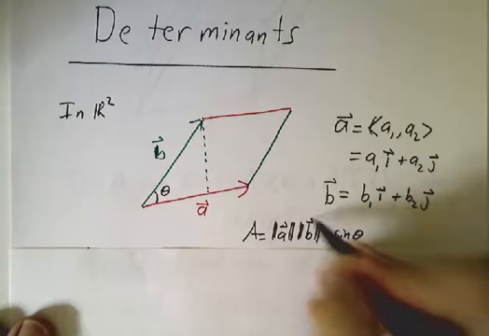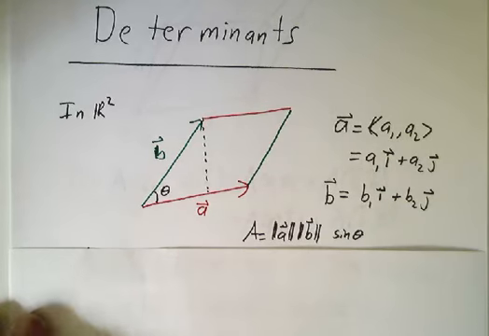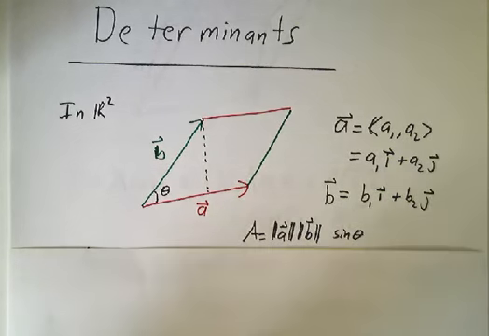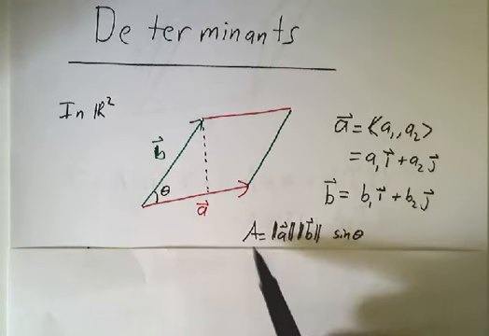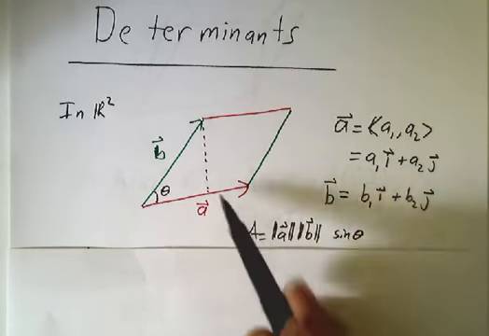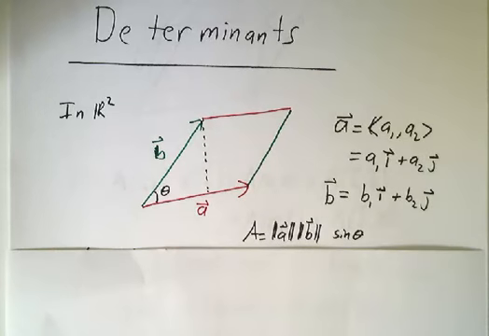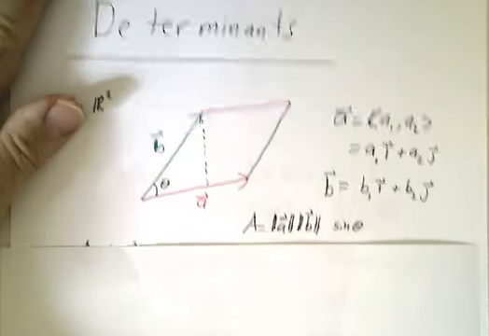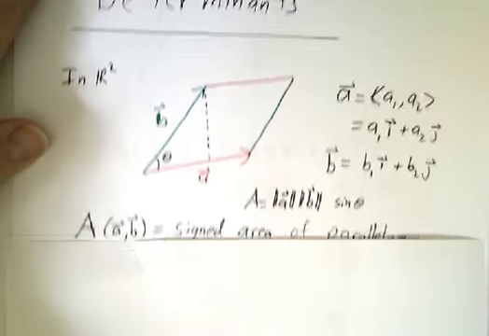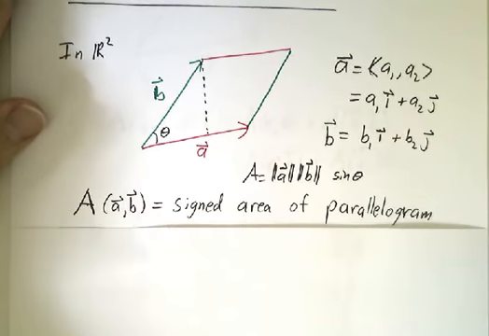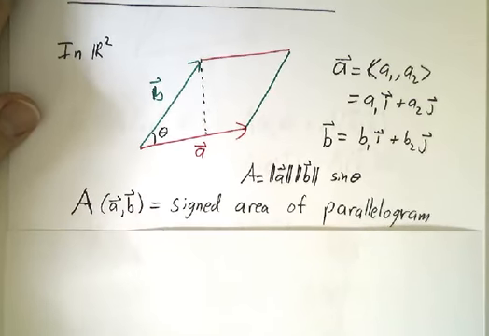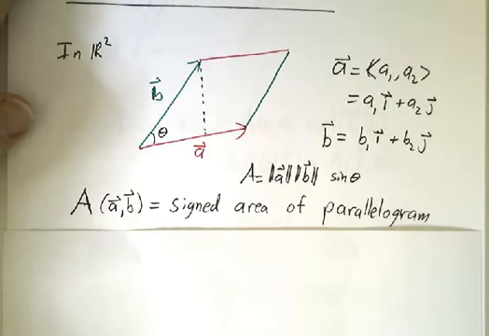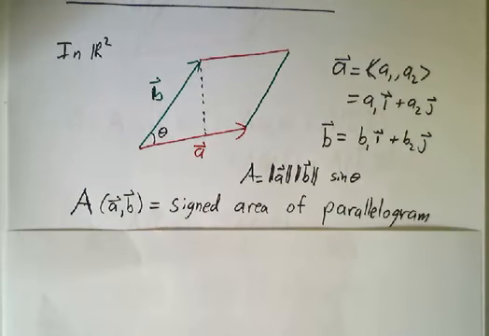But how do you figure out the sine of the angle? Okay, we're going to go a different route. In the end, it will equal AB sine theta, but we're going to get it a different way. The first thing we notice about the area is it's a signed area. Our formula is going to give us a negative number sometimes. It's either going to give us the area or minus the area.